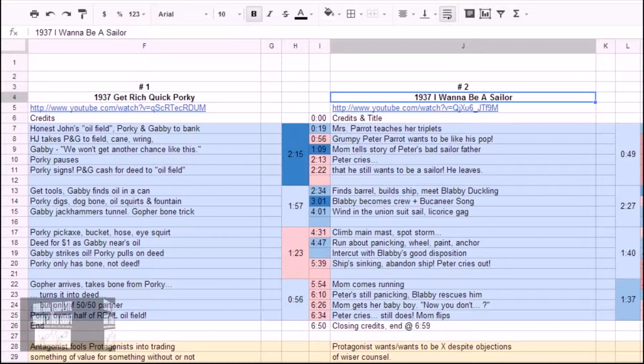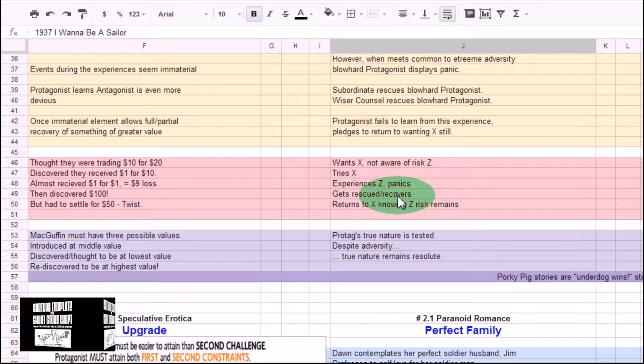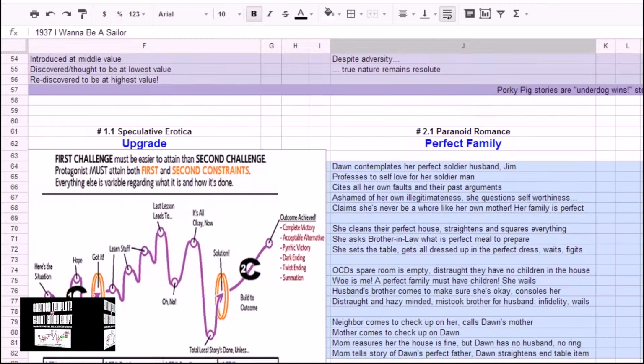Alright, to review the essential elements of I Want to Be a Sailor: a character wants X but is not aware of risk Z. They try X, they experience Z, things go bad, and they panic. They get rescued and recover, however, they return to X knowing that risk Z remains. The key point to remember is the protagonist's true nature is tested. Despite adversity, the true nature remains resolute. Alright, so let's see how I applied this to our three stories here.